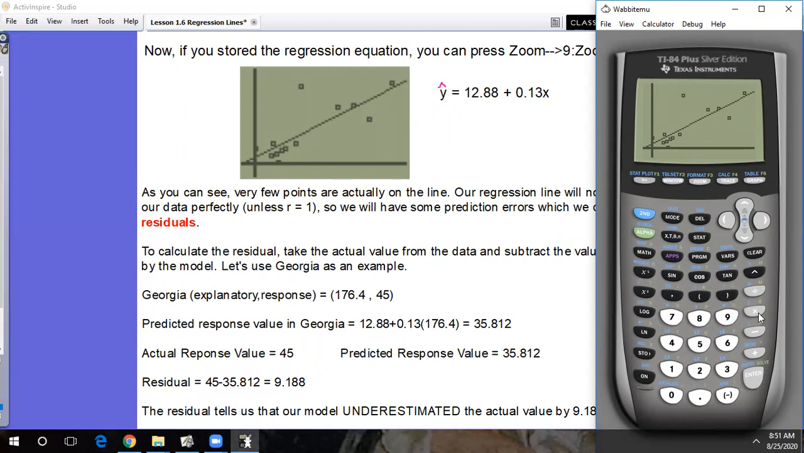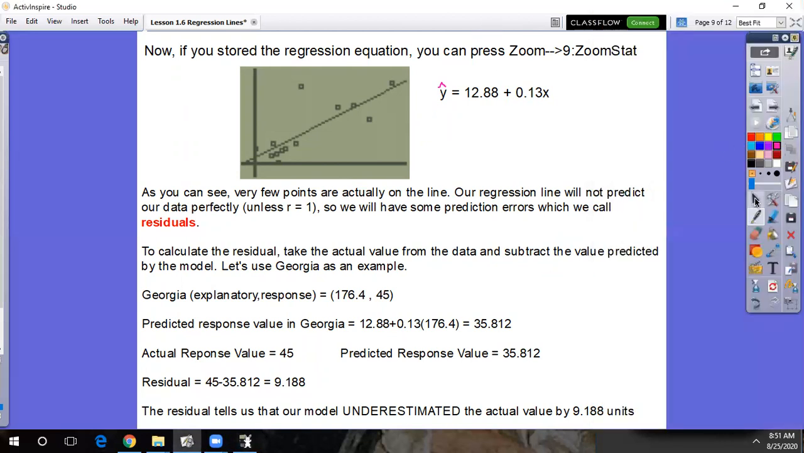So what we can do with this line is we can use the equation of the line to make predictions about data points. We're going to take Georgia, which had a population density of 176.4 and COVID deaths per 100,000 of 45. And we're going to use our regression line. And in case you're curious, that's Georgia right there.